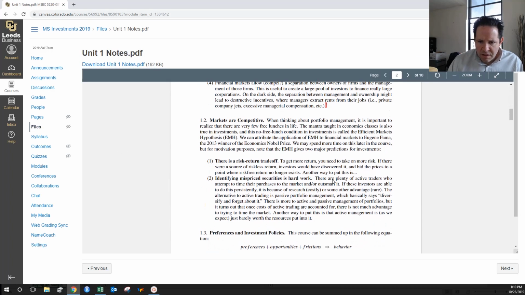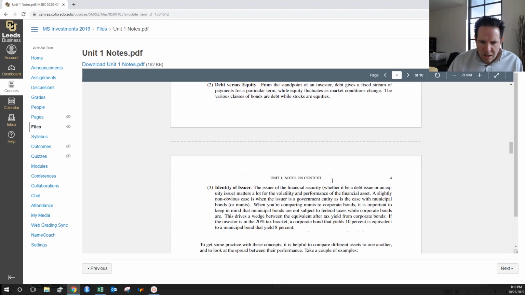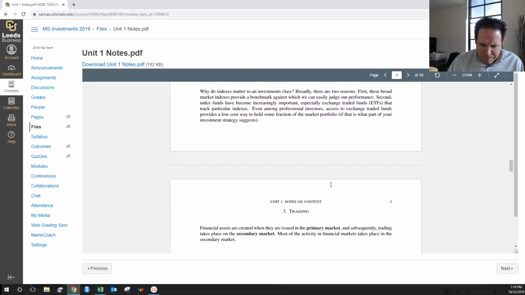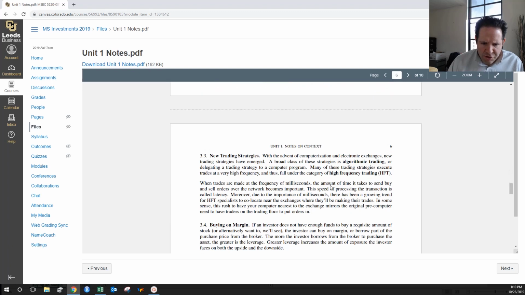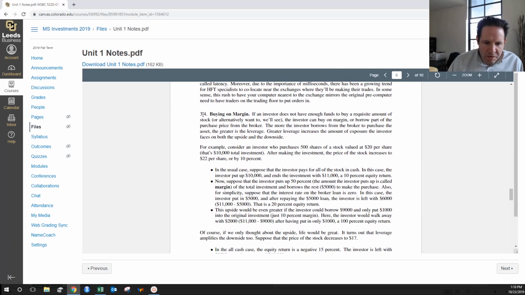You can scroll down, and the example we're going to work is right here under section 3.4, buying on margin. We're going to work an example where we do what's called buying on margin, or using leverage to get a position that wouldn't be available otherwise. We're going to buy more stock than we actually have dollar resources to buy.